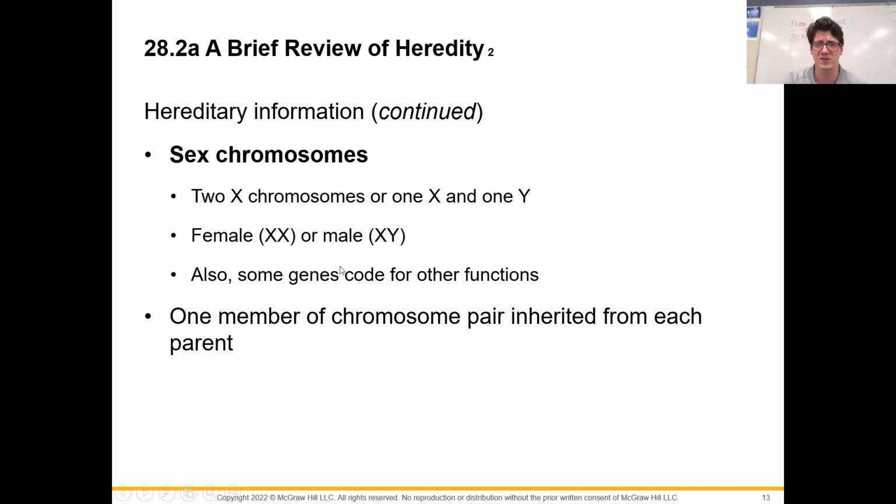Now, sex chromosomes are a little bit different. Sex chromosomes, the X and Y, instead of being the same, or what we call homologous, like in the autosomes, are going to be different. The genes encoded on the X chromosome and the Y chromosome are quite different, okay? Very different. The Y chromosome has lost a lot of its gene functions and only has a couple of genes found on it. However, if you have a Y chromosome, you're typically going to be male. If you have two X chromosomes, you are going to be female.